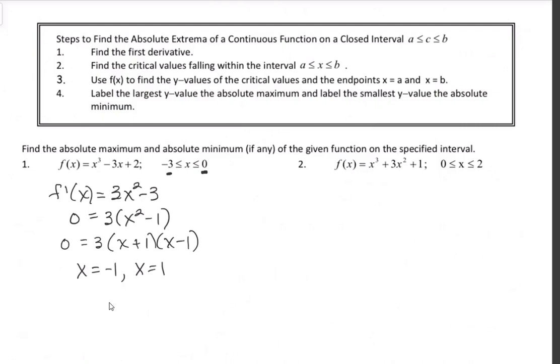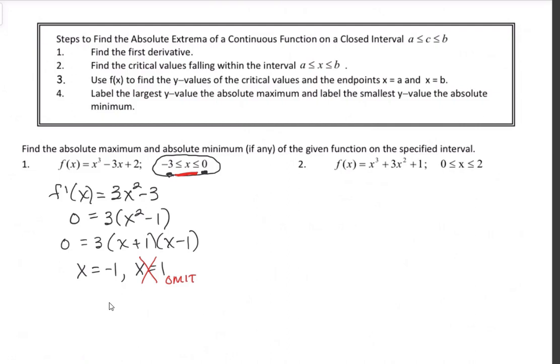Now, one thing you have to remember, once you've found your critical values, is we need to keep only the critical values that are in that interval from -3 to 0. I know -1 is in between -3 and 0, but my 1 is not. So this one is going to get omitted because it is not in that interval between -3 and 0. Sometimes you omit critical values and sometimes you don't, so you always need to make sure that you check.